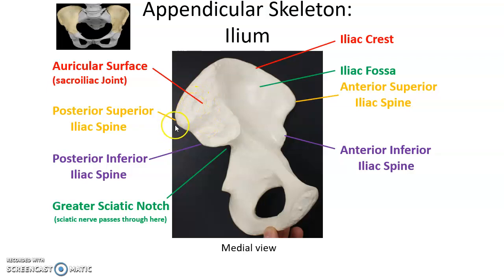Then we have a bump out the back called the posterior superior iliac spine. Another bump, the posterior inferior iliac spine. And then we have this notch here called the greater sciatic notch. So posterior superior iliac spine, posterior inferior iliac spine, greater sciatic notch.